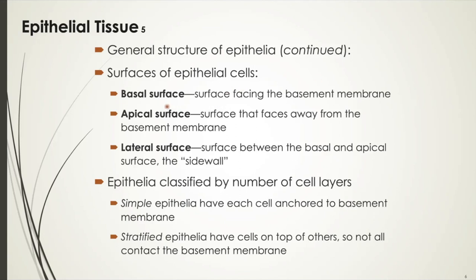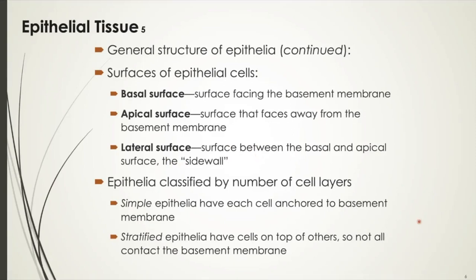So your basal surface is going to be the surface that is closest to the basement membrane, okay? The apical surface is going to be the surface that faces away from the basement membrane. And the lateral surface is going to be the surface between the basal and the apical surface, basically the surface on the side walls, okay? This right here is kind of misleading. It's the side walls, the surface of the side walls.